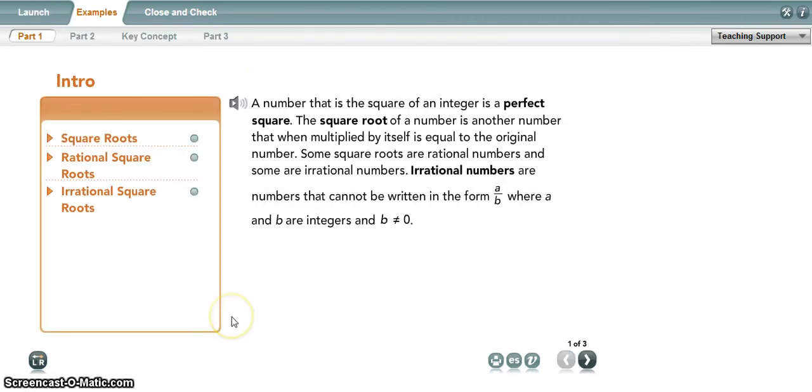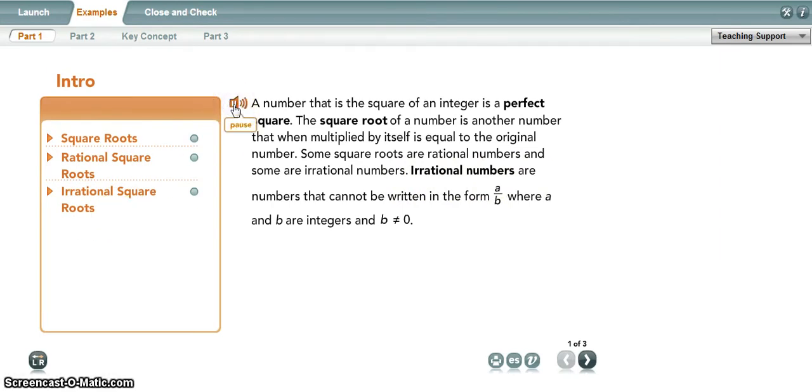Alright, so today we have quite a bit of vocabulary that you need to get into your notes. We're going to start with a perfect square. We're going to move into a square root, an irrational number, which is the focus of today's lesson. And then we're going to take a look at rational square roots and irrational square roots.